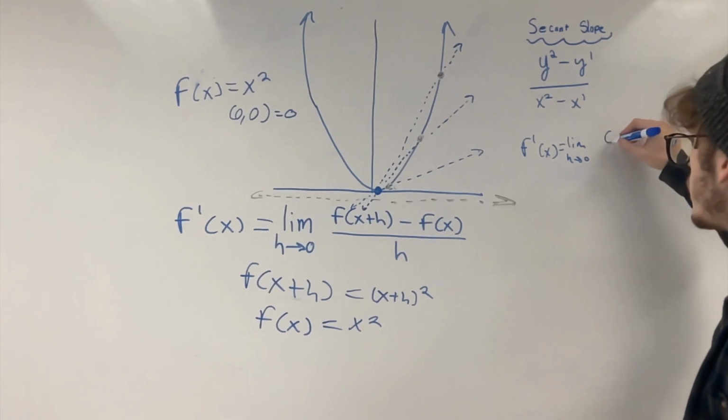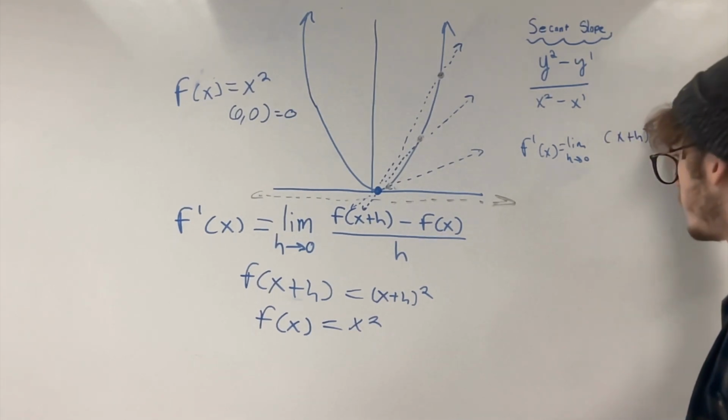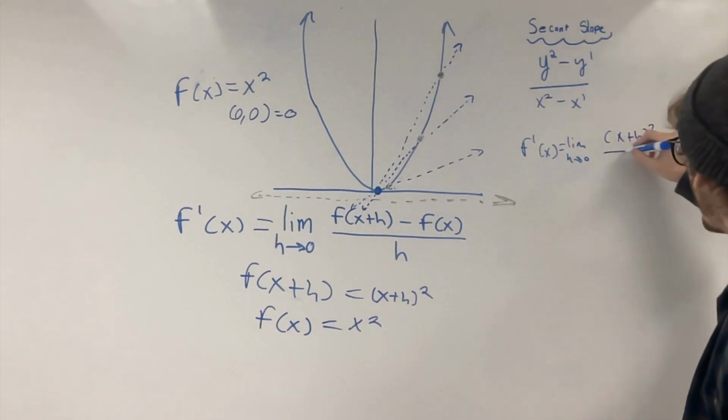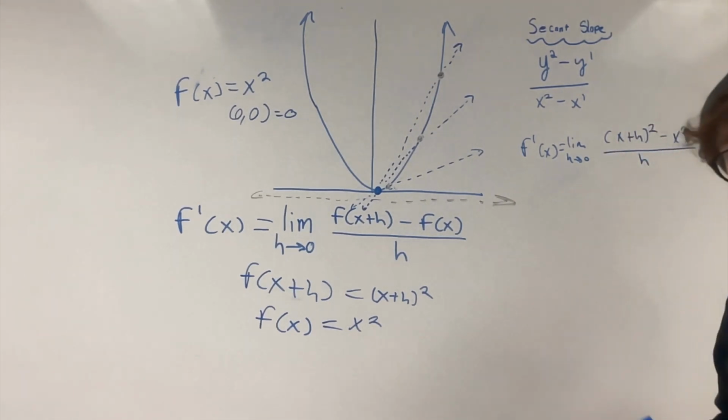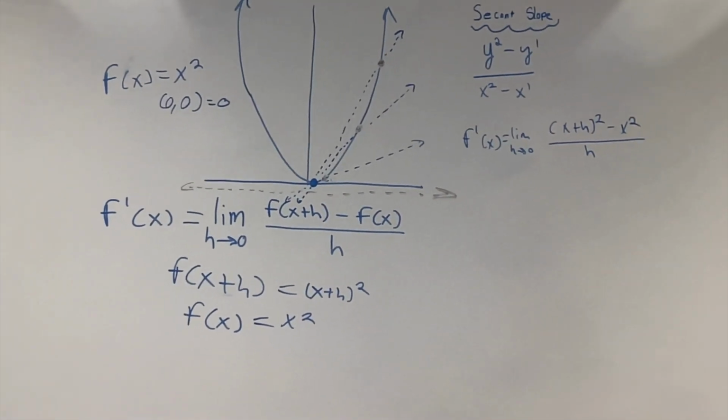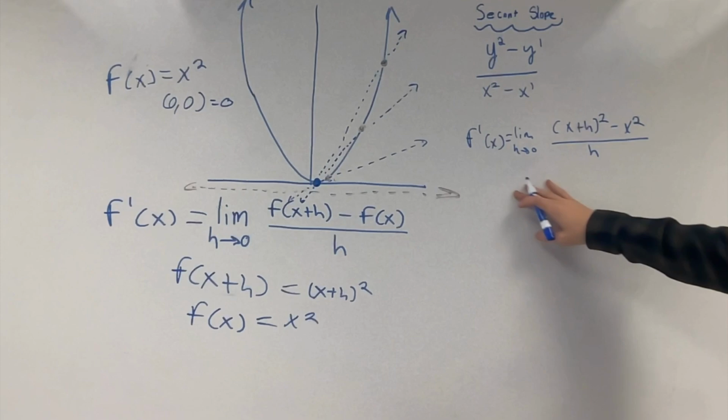F of x plus h, so x plus h squared. And then we're subtracting x squared all over h. Now we can do some simplification. Let me bring this over a little bit so you guys can see it a little better. Okay, so here's the work.